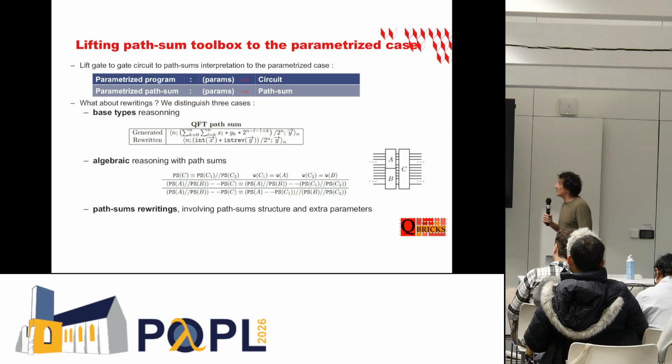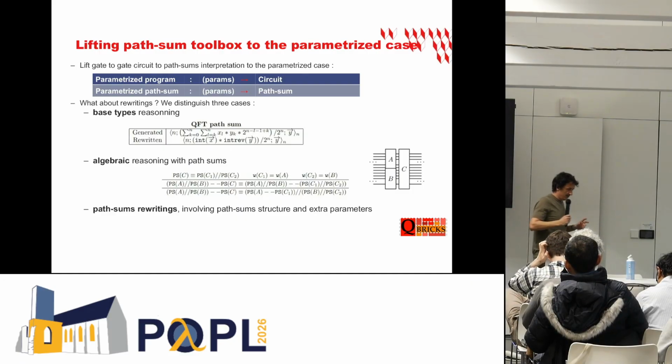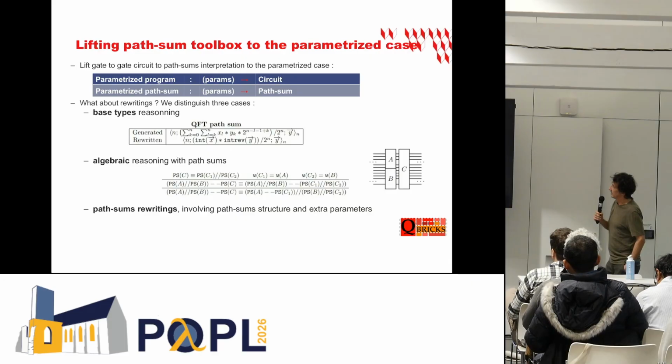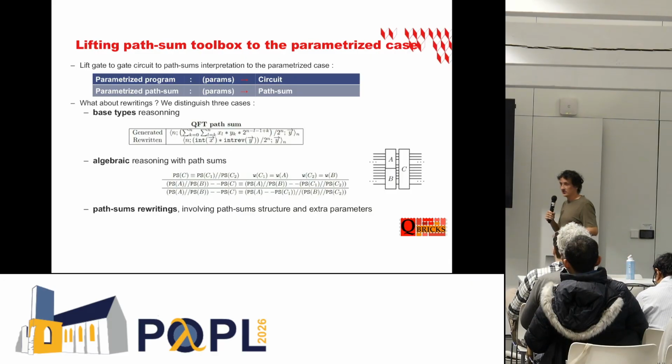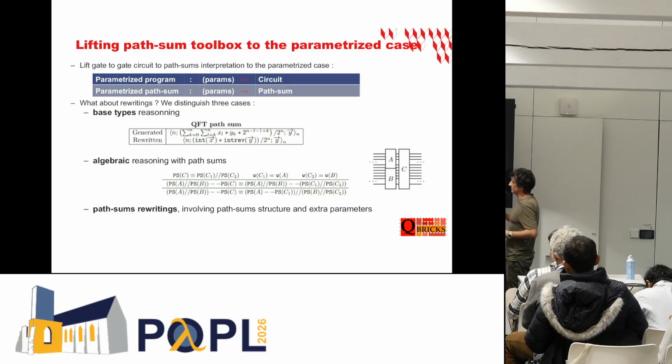Okay, so basically just lifting the gate-to-gate analysis from the instantiated to the parameterized case is quite straightforward. Since a program is a function from parameters to circuit, we can lift the path sum analysis as functions from parameters to path sums. But now the difficulty comes when it's about the rewriting and simplification of path sums. And here I distinguish between three different kinds of rewriting and reasoning that we need for the analysis of programs.